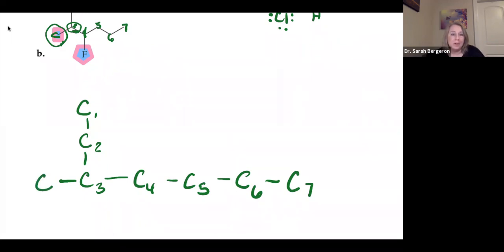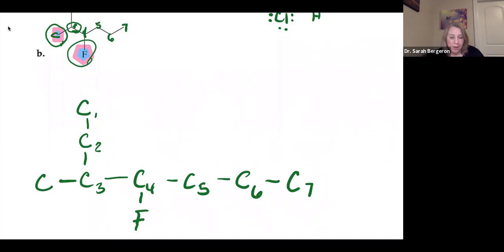So now, what else do I have? I have a fluorine right here. So I need to go and add that to carbon 4. So I'm going to put my fluorine there. Okay, now that I've done that, I'm going to go in and add hydrogens to everything.